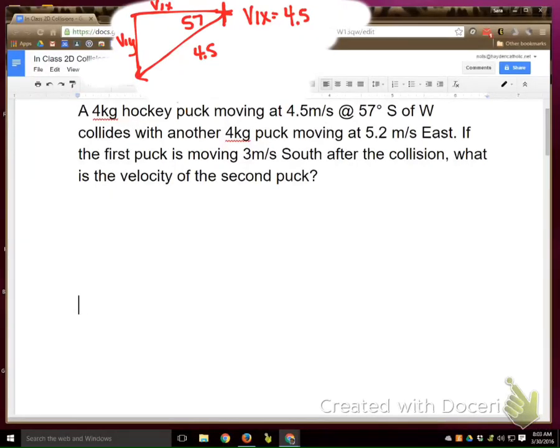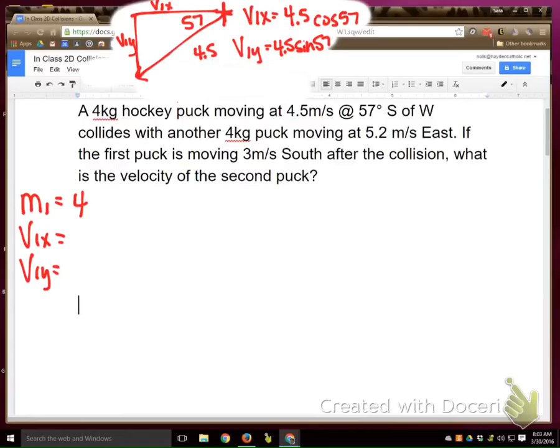Going about 4.5 times cosine of 57. And V sub 1y, I'll take 4.5 times sine of 57. Make sure our calculator's in degrees, not radians. All right, Justin, what'd you have for V sub 1x? 4.05. Is your calculator in degrees?